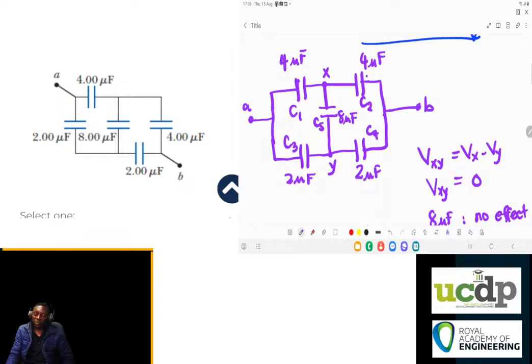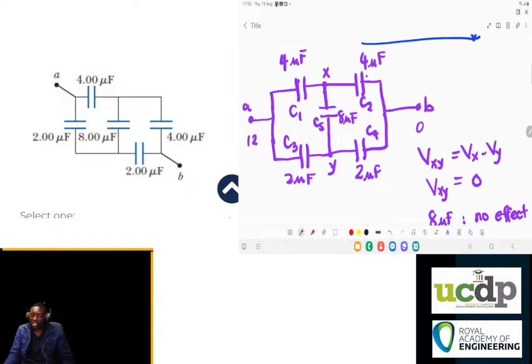So assume we have 12 volts at A and 0 volts at B. The potential difference or drop should be 12 volts across the top arm and the bottom arm. There is a 6 volt drop on one 4 microfarad capacitor and 6 volt drop on the other 4. The same applies to the 2 microfarad capacitors, a 6 volt drop on each. So when we drop from 12 to X, we remain with 6. And when we drop to Y, we remain with 6. The potential difference across X and Y is 6 minus 6, which is 0. There's no current flowing there.